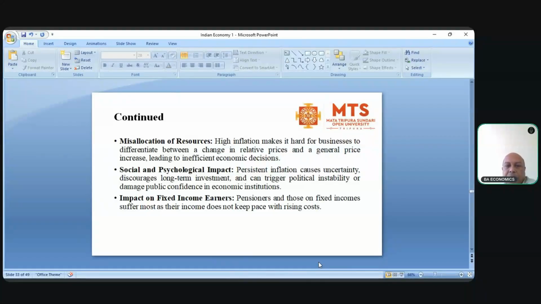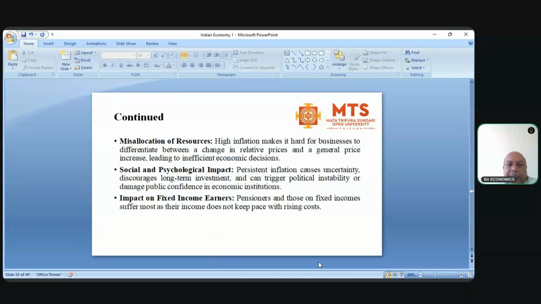Inflation also negatively affects the psychology of common people, because during inflation political instability and social instability will increase. Many times social unrest and conflict problems also arise in society. Communal riots, these incidents may also happen due to higher inflation, and it negatively affects the psychological behavior of common people in the society.